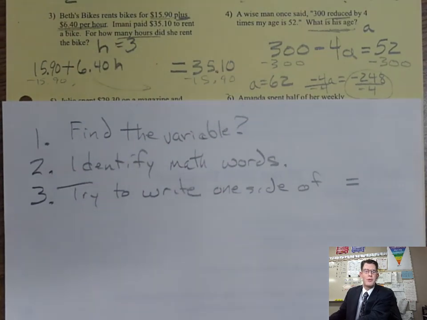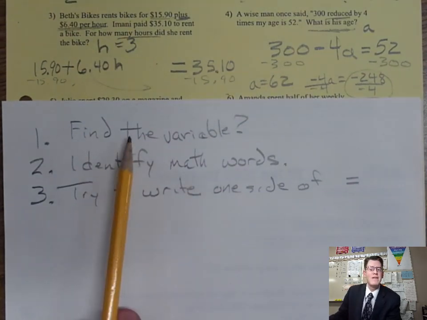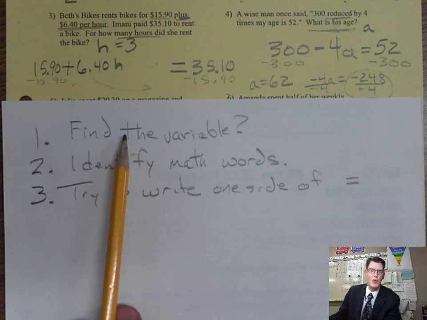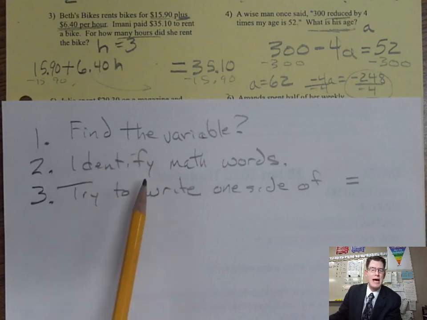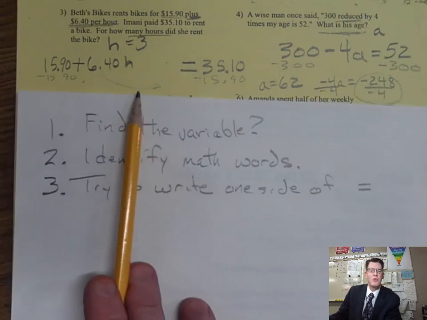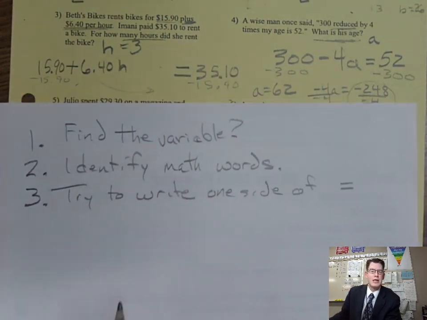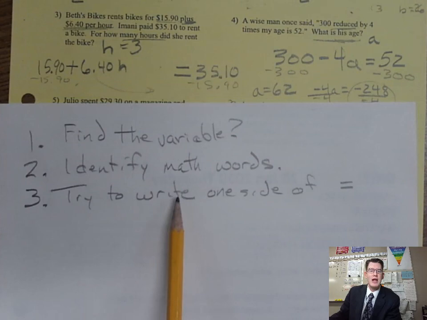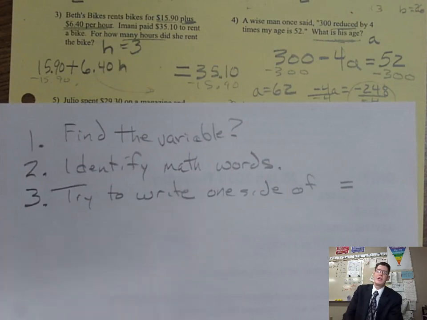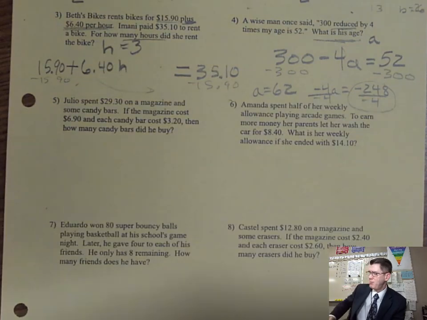Anyways, you work through each of these. See if you can at least find the variable. If you can even just find the variable on these problems, you're doing great. That's the main item. Then if you can pick out the math words like plus, like reduced, you'll be doing great. And then finally, try to write, if you can even just write one side of the equation. Again, it's a lot of steps, but if you can even do just one of the steps or just 2 of the steps, practice on every one of these.